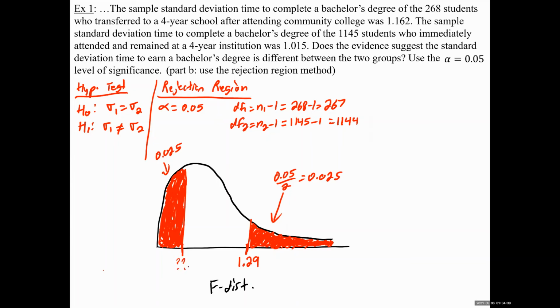And again, that one's a little bit weird. Let me write down real quick. Even though DF1 was 267, we used 120 for that. That was the closest thing. And we used 1,000 for this one. Use the closest thing on the table.